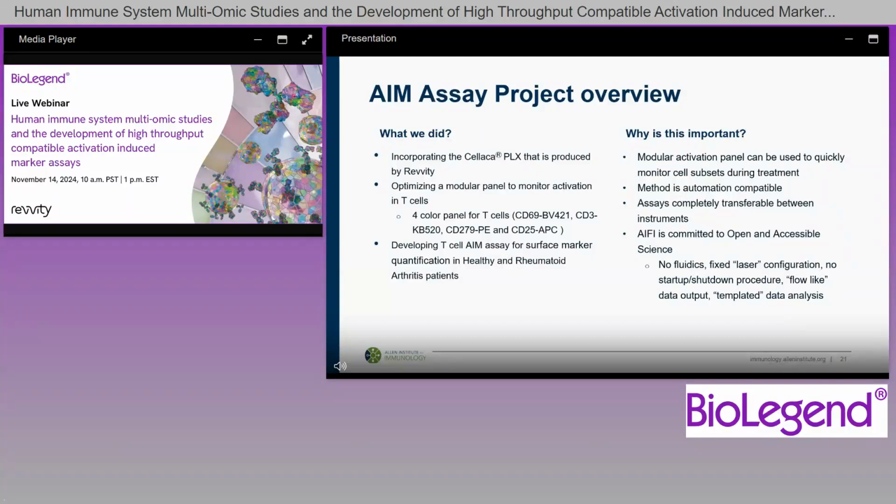Furthermore, at the Allen Institute for Immunology, we are committed to open and accessible science. The Celica PLX helps make our science easily accessible and more open by being user-friendly and not requiring any startup or shutdown procedures. It doesn't have any fluidics. It has fixed lasers and outputs flow-like data with a templated data analysis, making it easier for anybody to use and analyze their data.